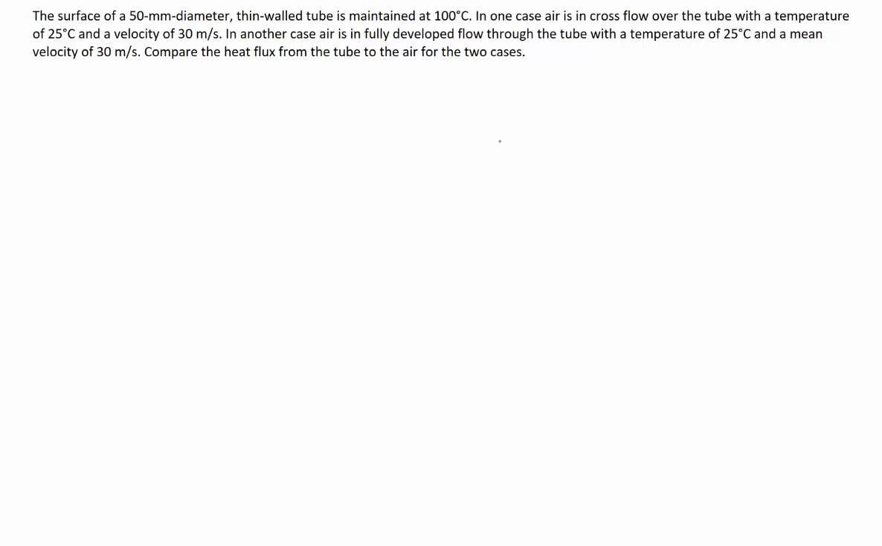Okay, a little bit schematic of our problem here. We can consider a tube. Here's our tube. And we have two cases. In case one, we have a cross flow. Velocity here is given as 30 meters per second, and T infinity of this cross flow is 25 degrees C. This corresponds to an external flow.